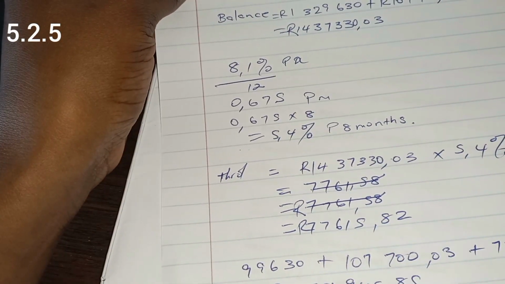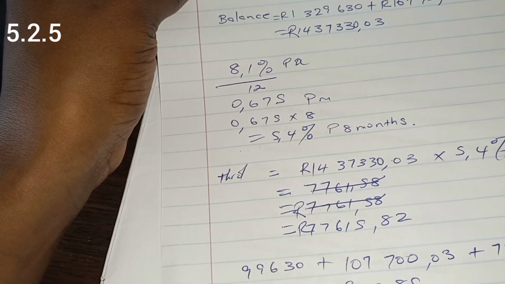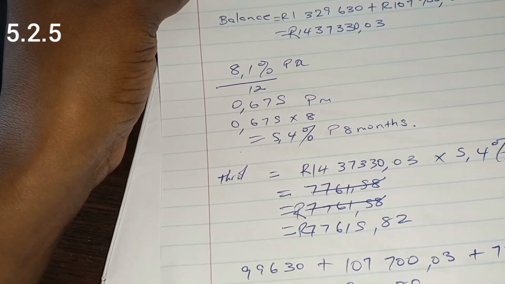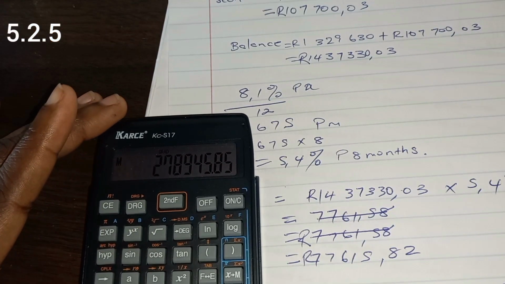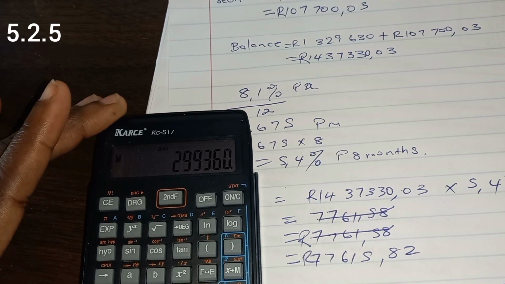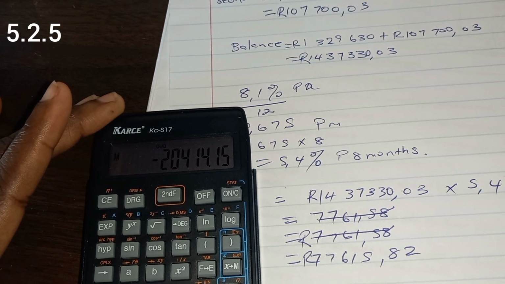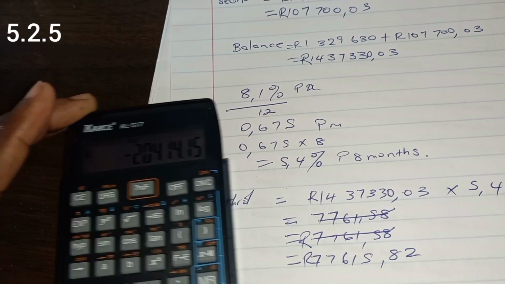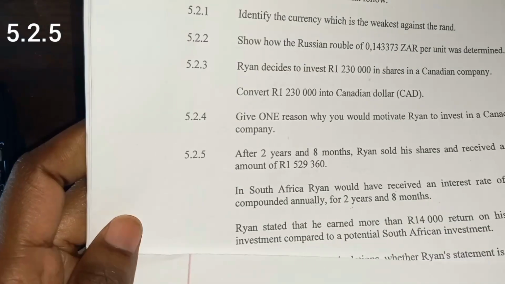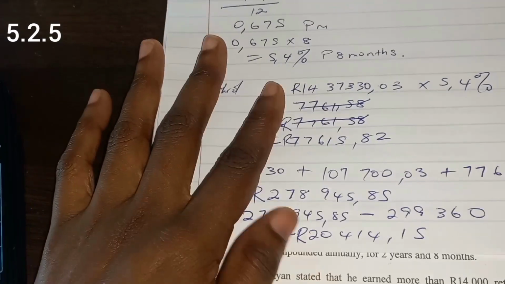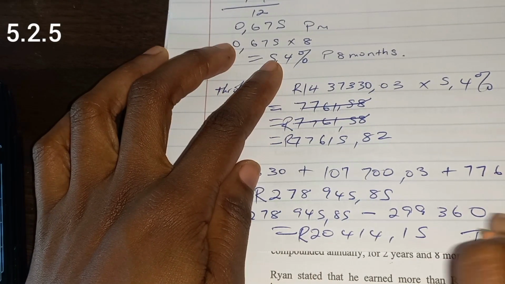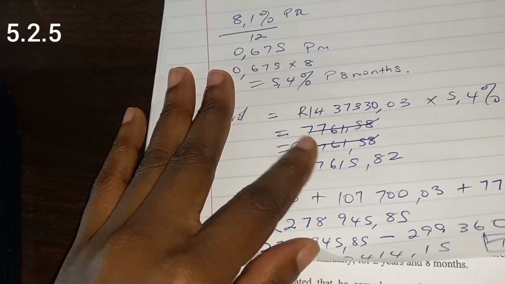So I'm just saying 278,945.85 minus 299,360, and the difference is 20,414.15 rands. They said that the difference is more, that he earned more than 14,000 return on his foreign investment. According to my answer, I'll say it's true, but this is so long that I probably made a mistake somewhere.